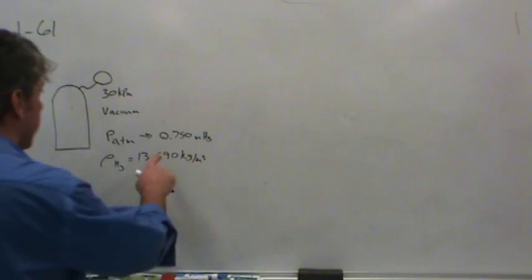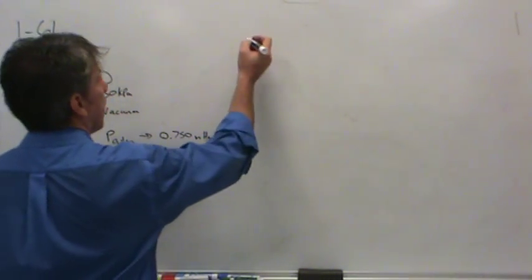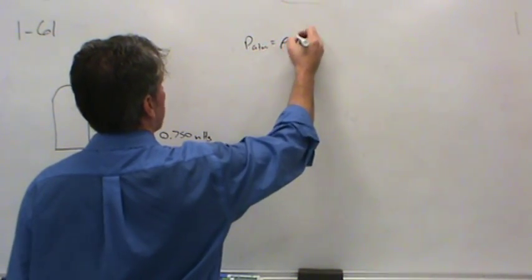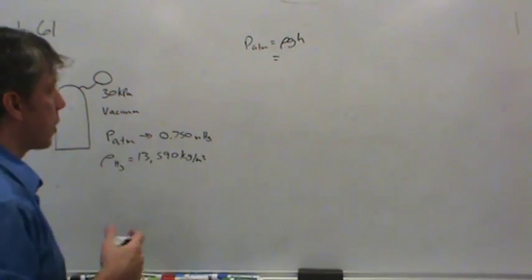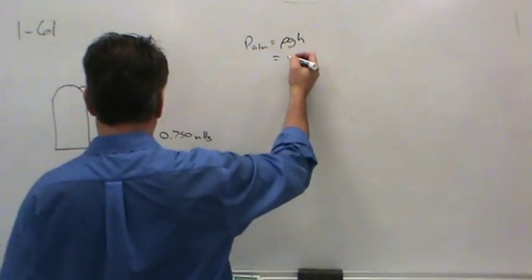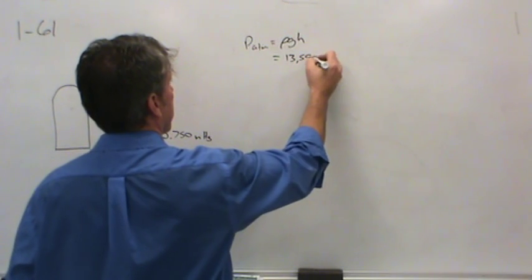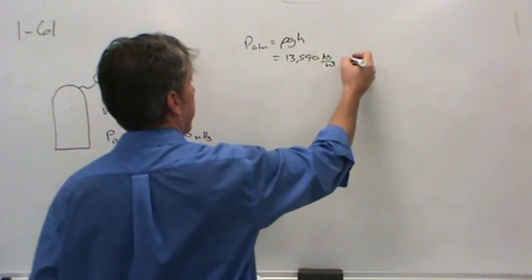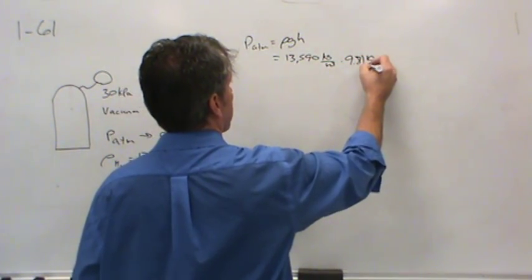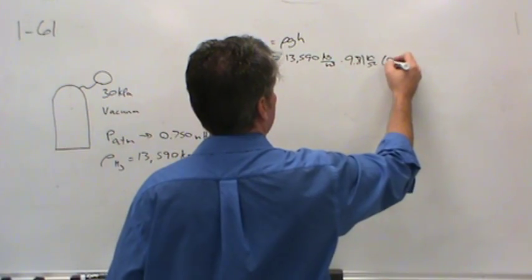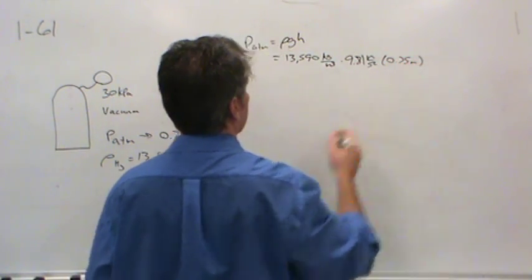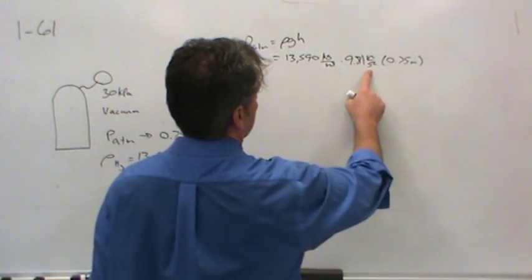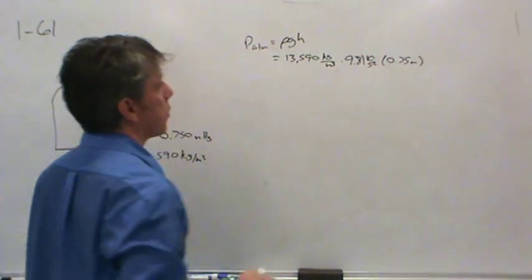Well, let's start off by figuring out the atmospheric pressure. The atmospheric pressure would be equal to rho g h, just the barometer equation. So the density of the mercury is 13,590 kilograms per cubic meter, the acceleration of gravity is 9.81 meters per second squared, and the height of the mercury column is 0.75 meters. Of course we'll end up with units of pascals, because kilogram meter per second squared is a newton, and newton per square meter is a pascal.